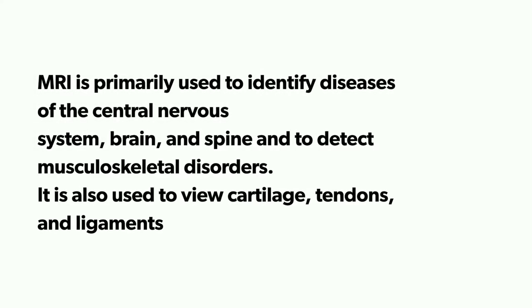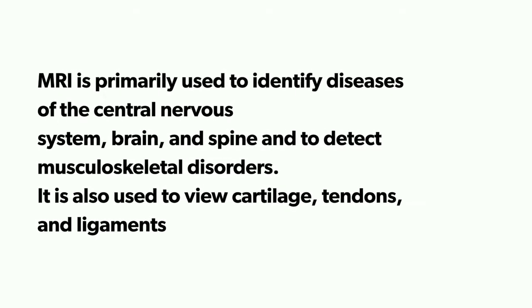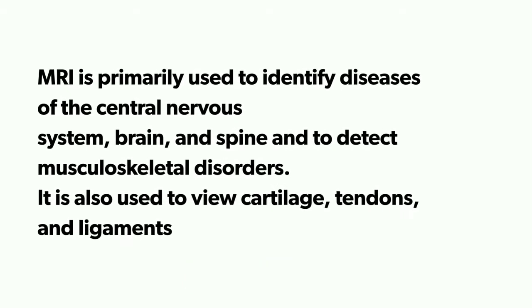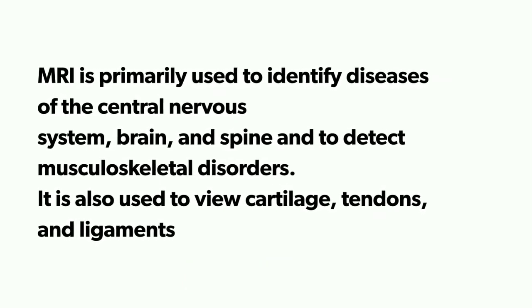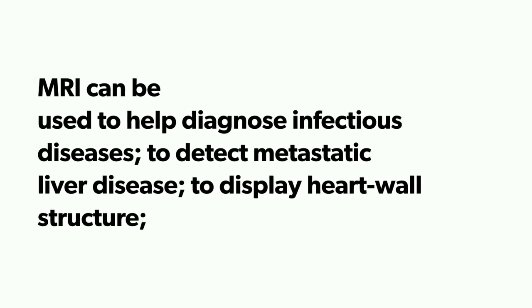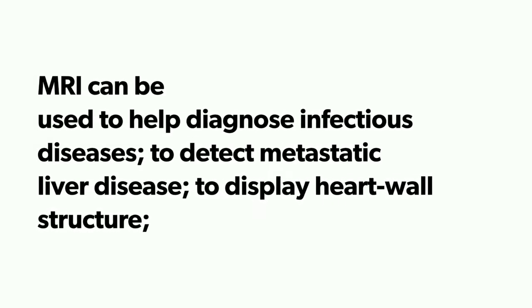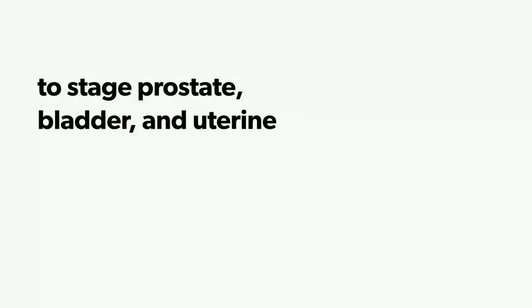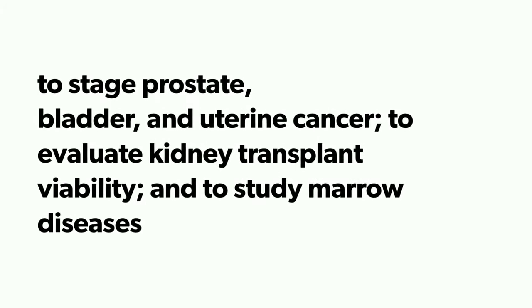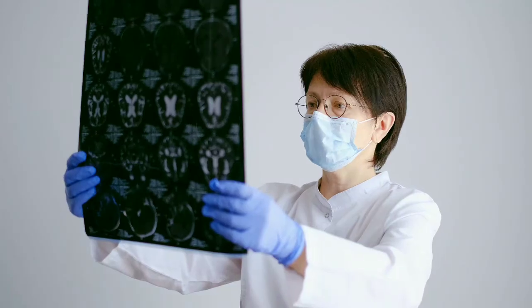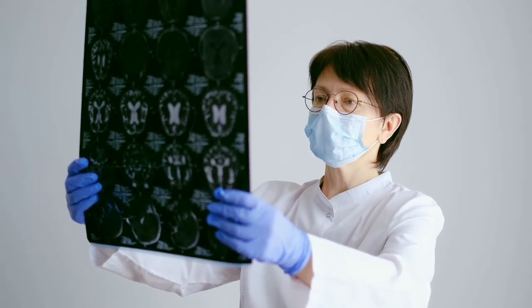MRI is primarily used to identify diseases of the central nervous system, brain, spine, and even detect musculoskeletal disorders. It can also be used to view cartilage, tendons, and even ligaments, image the eyes and the sinuses, diagnose infectious diseases, to detect metastatic liver disease, to display the heart wall structure, to stage prostate, bladder, and uterine cancer, to evaluate kidney transplant viability, and to study marrow diseases. I know, a lot of functions are helpful in MRI scans.